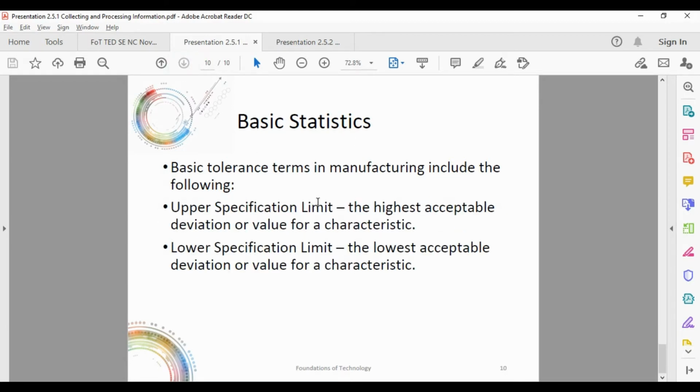The upper specification limit is the highest acceptable deviation or value for the characteristic, and the lower specification limit is the lowest acceptable deviation. So again, if somebody talks about something plus or minus a particular value, the upper specification is plus, the lower specification is minus. So if I said you need to score a 60 plus or minus 10 points in order to reach your target, the upper specification is 60 plus 10, which would be 70. And then the lower specification would be 60 minus 10, which is 50.